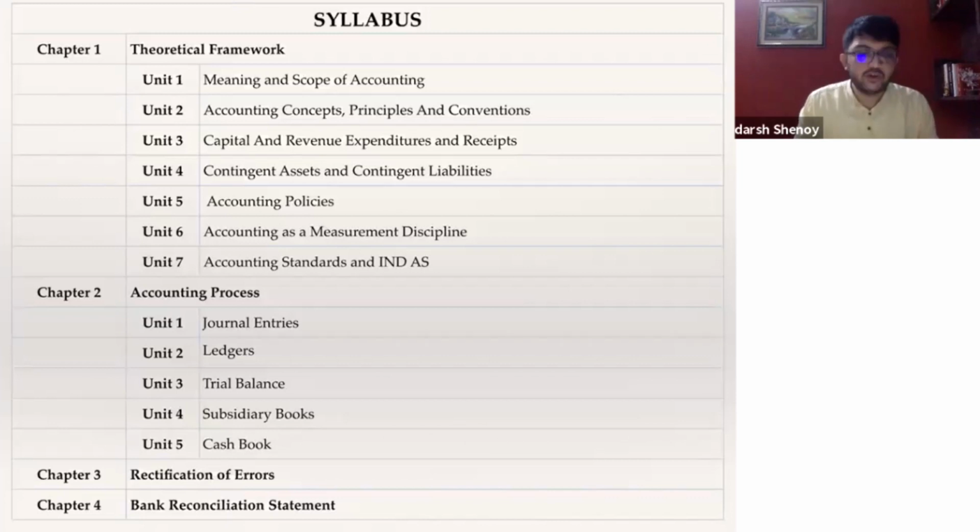Now, the theoretical framework, which is a completely theory chapter, is asked for 6 marks. One 4-mark theory question is asked, in the last 4 attempts of the CA Foundation exams. I'm telling you all this because we must be aware of what is coming in the future, so that you understand whatever future references I give. So 4 attempts have been done for CA Foundation.